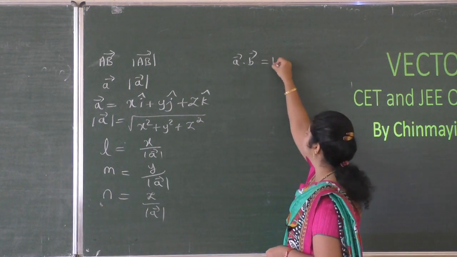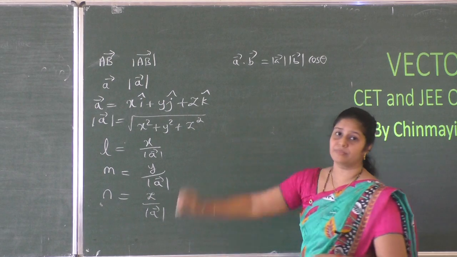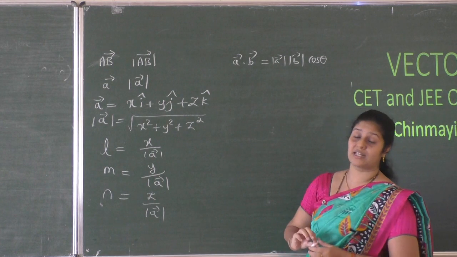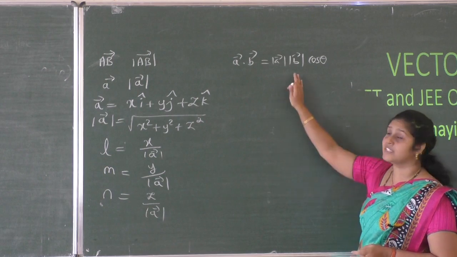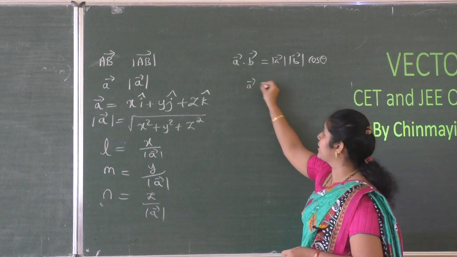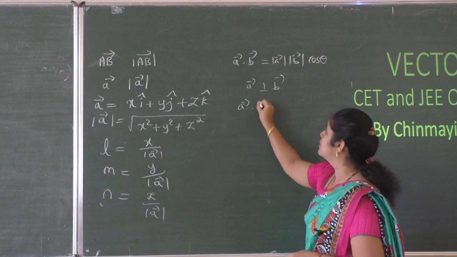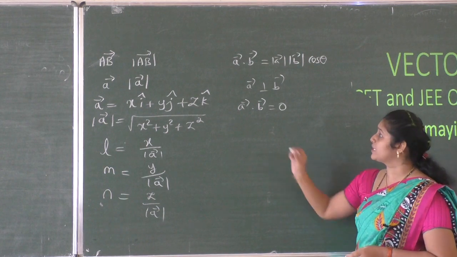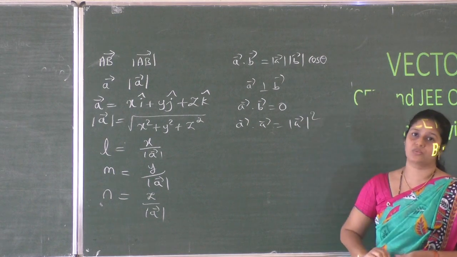Vector A dot vector B is magnitude of vector A, magnitude of vector B into cos theta, where theta is the angle between vector A and vector B, and theta always lies between 0 and 180 degrees. It is a number. Vector A dot vector B is a number. If two vectors are perpendicular, then the dot product is equal to 0. If two vectors are equal, then we get the magnitude of that vector squared.